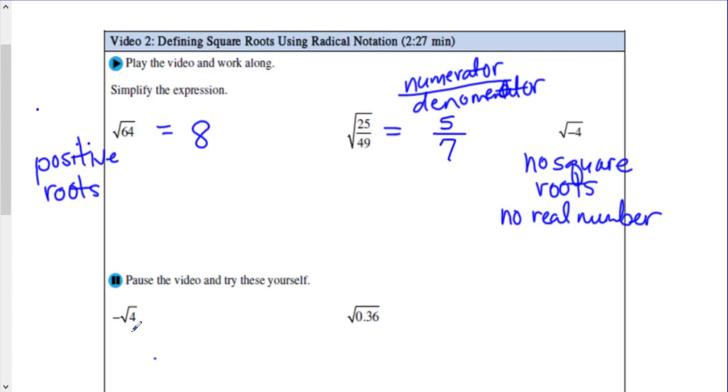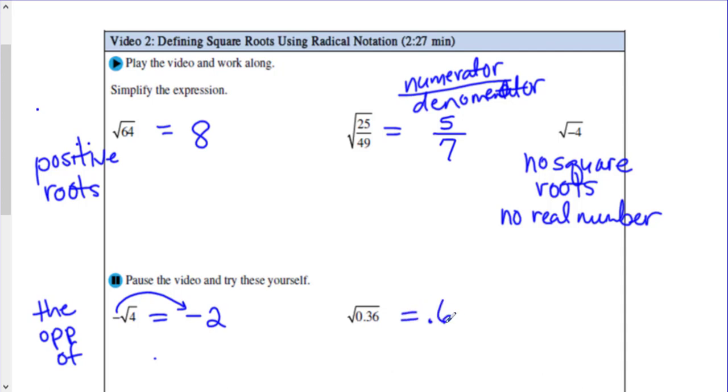Now, I can have a negative on the outside of the square root. That's okay, because it just means the opposite of. So if I have negative square root of 4, well, let's take the square root of 4. Square root of 4 is 2 times 2, so the square root of 4 would be 2. I have a negative out front, so that's going to carry with me, so I get a negative number there. If we have something like 0.36, then we think about what times what would be equal to 0.36. Well, that would be equal to 0.6.